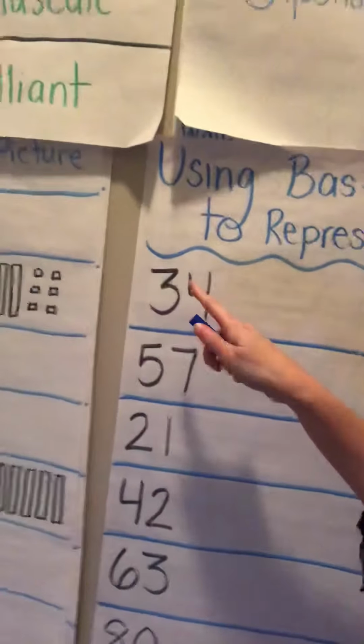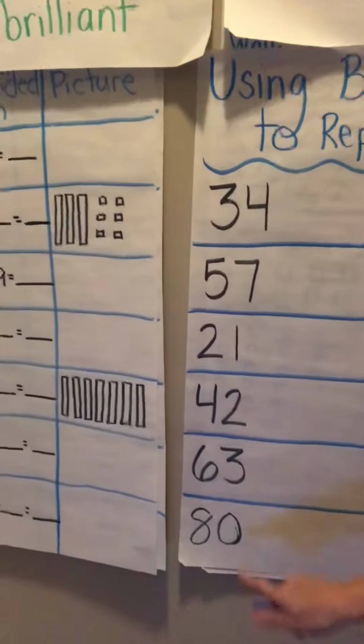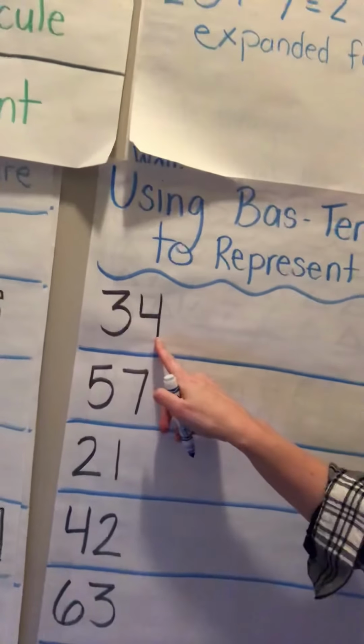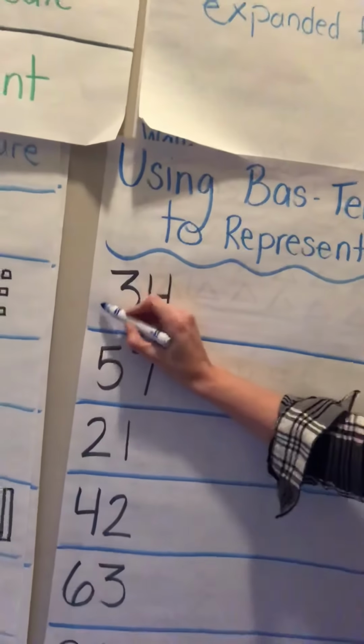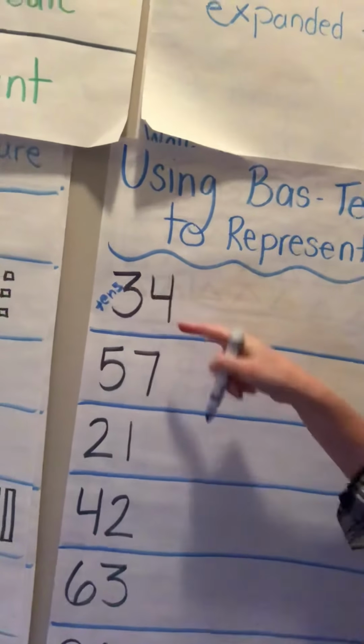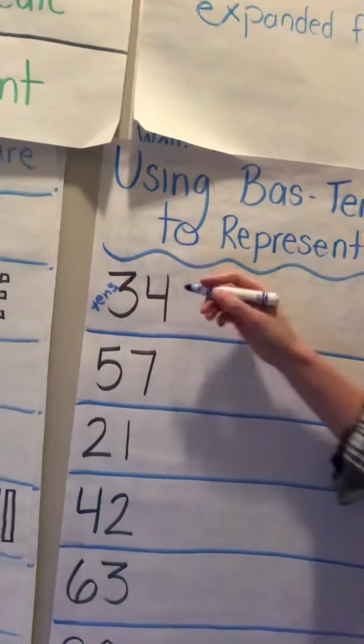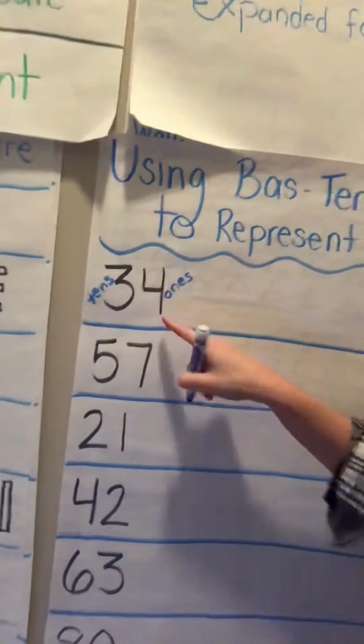Awesome work. Now for your work at home, what we're going to expect you to do is I have my numbers, 34, 57, 21, 42, 63, and 80. And we're going to represent using our tens blocks. So I want to do one example with you so you know what to do for the rest of the problems on your own. So we need to make 34. So remember, we have our tens place, and what is this then? Right, our ones place.